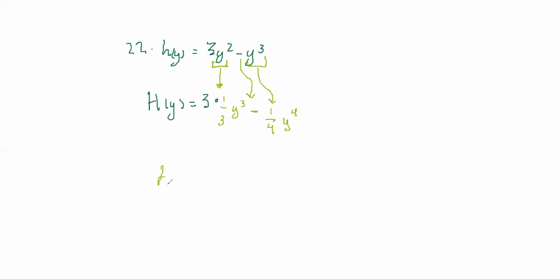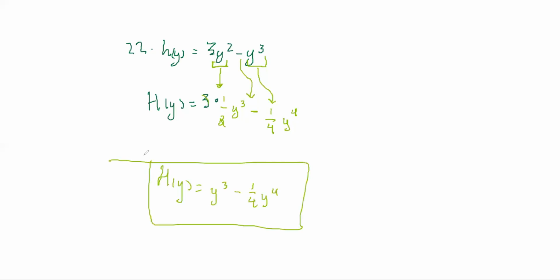I'm going to simplify this. H of y is equal to, these are going to cancel, y to the 3 minus 1/4 y to the 4. So that's the antiderivative. And you can tell something is an antiderivative if they just go from a lowercase letter to a capital letter. That's kind of like the mark of an antiderivative. So yeah, there are some antiderivatives for you. Now let's do some indefinite integrals.